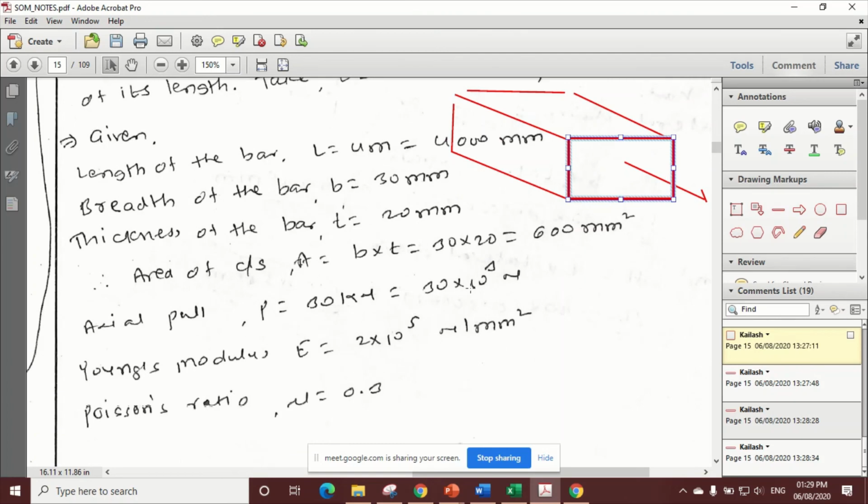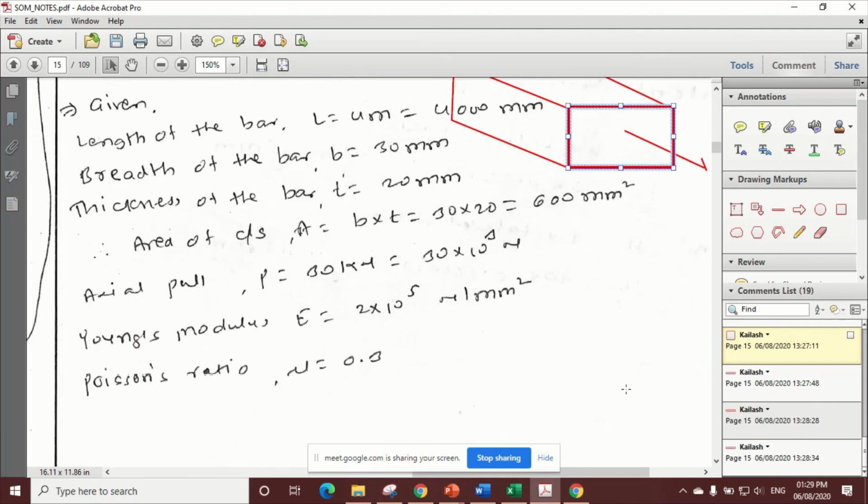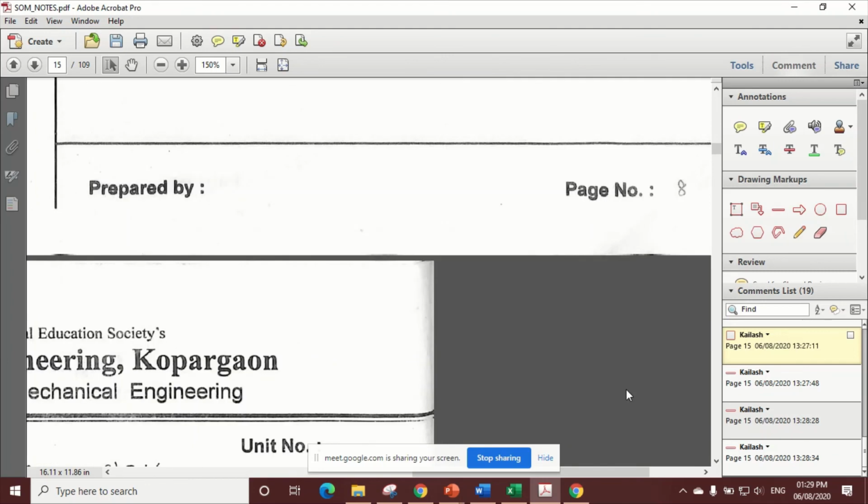Then axial pull is given as 30 kilonewton. We'll convert it to 30,000 Newton. Young's modulus is given as 2 into 10 raised to 5 Newton per millimeter square, and the Poisson's ratio is 0.3. So from that, can we find out the answer?